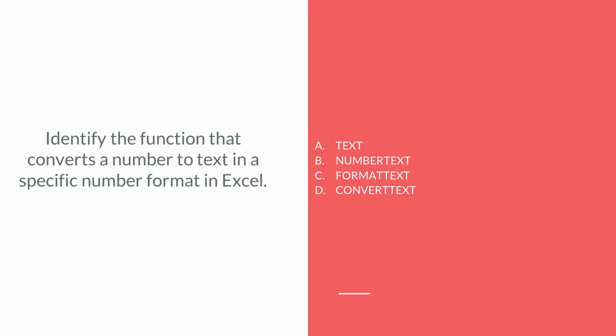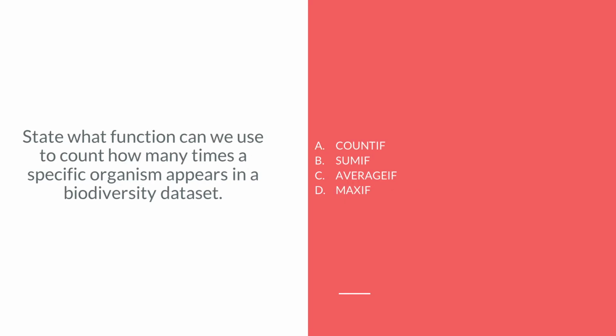Identify the function that converts a number to text in a specific number format in Excel. Students, just pause your video and check your answer. So it's option number A, that is TEXT. Let's move on to our next question.